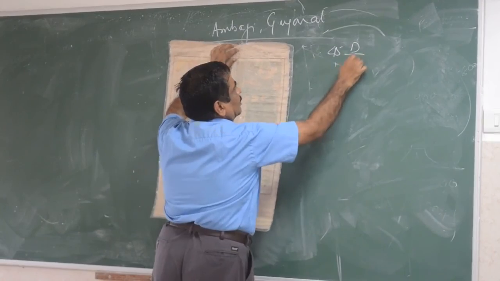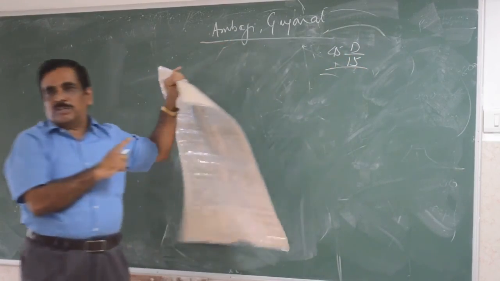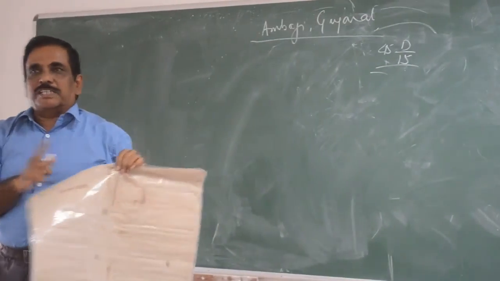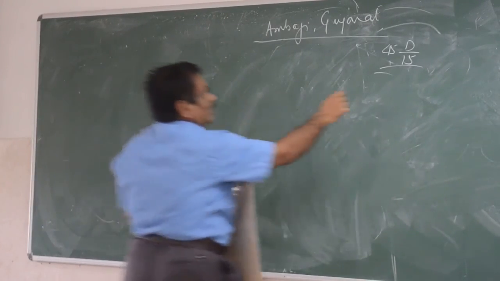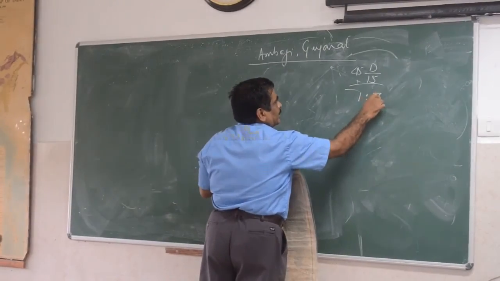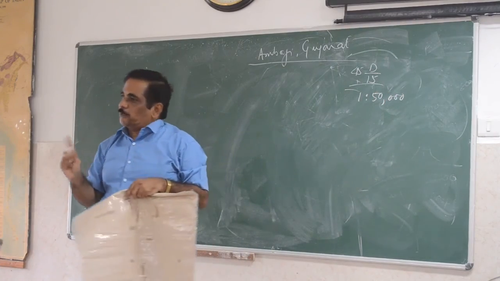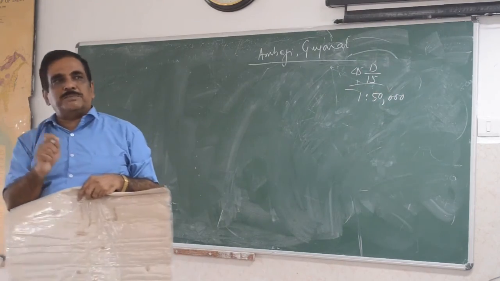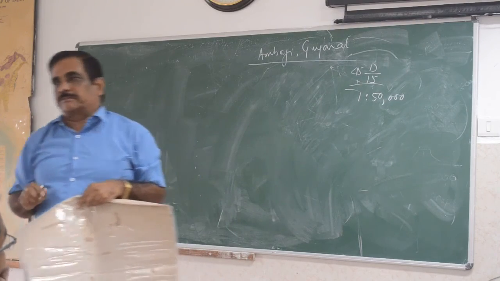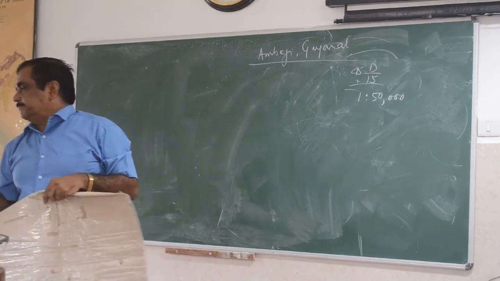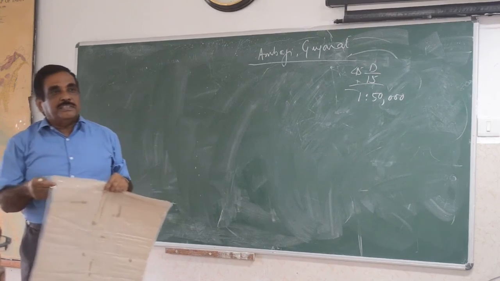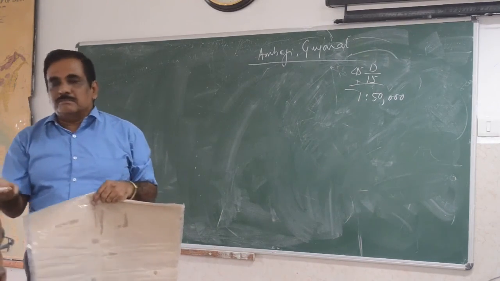So as I told you, this is a composite, 45 by. What is the scale of the topography, do you also understand? 1 to 50,000. So 1 centimeter is equal to 500 meters. Very easily you can remember, 1 centimeter is equal to half a kilometer. Understood?